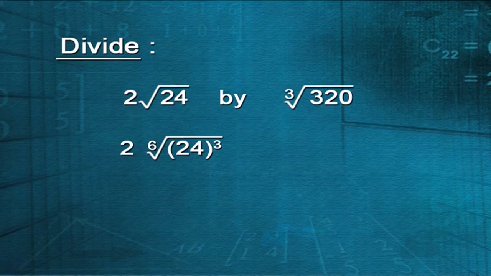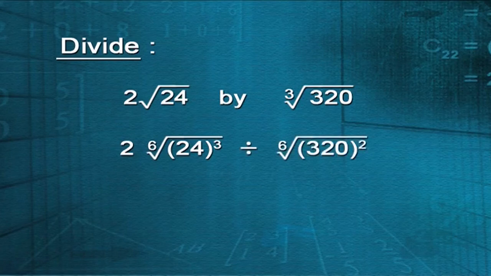The power of 24 was 1, and now we have multiplied the power of 24 by 3. Likewise, we had cube root of 320. The cube root of 320 has been changed to sixth root of 320 square. The order of the surd was 3, 3 is multiplied by 2, and at the same time the index of the radicand is also multiplied by 2. Therefore, it is reduced to sixth root of 320 square. Now both the numbers have the same order, that is 6.